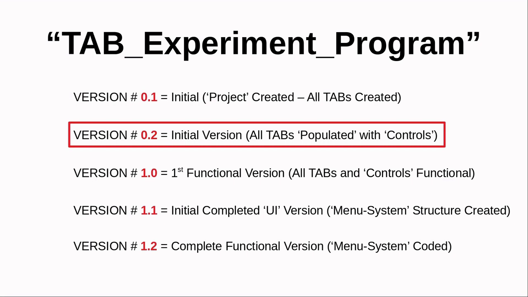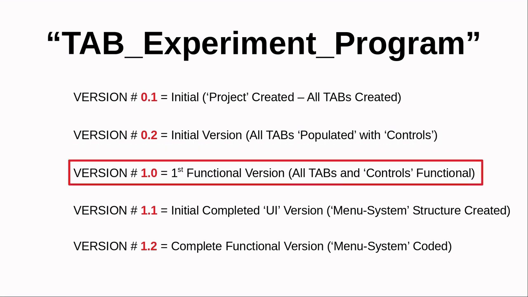The next version, version 0.2, included all of the intended Gambas visual controls. However, the necessary coding to make the program elements actually functional had not yet been accomplished, so the major version number is still less than 1.